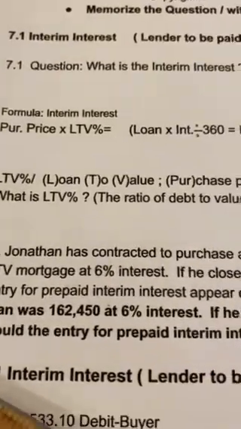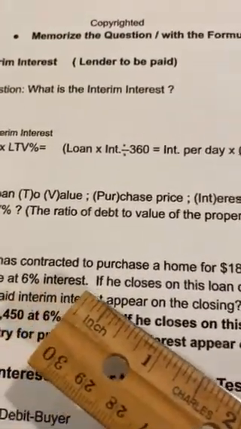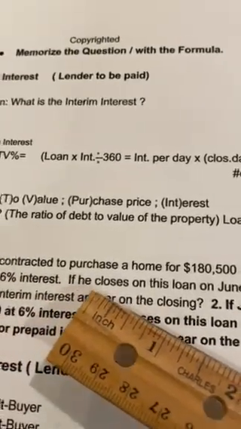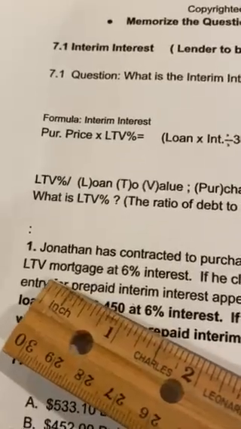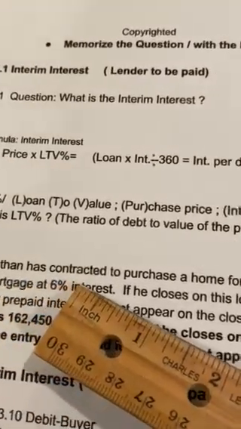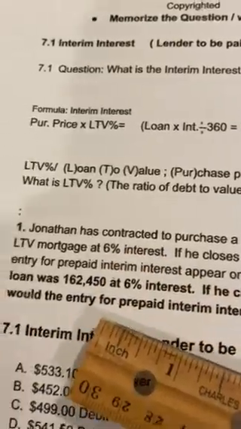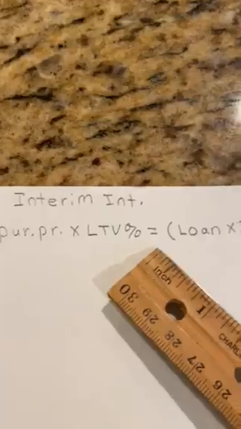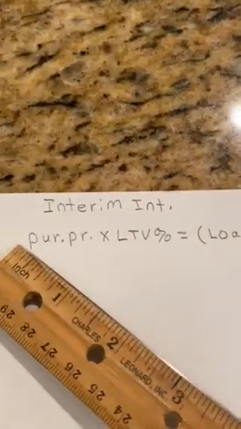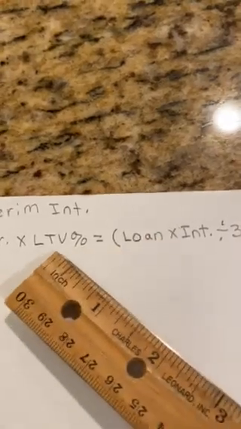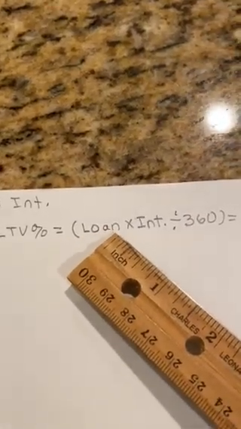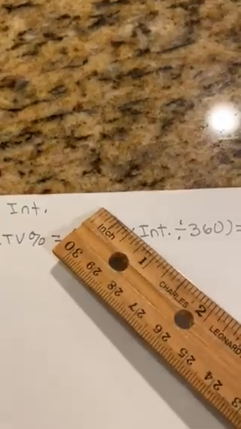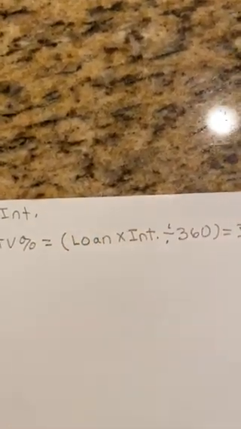Now, there's two types of problems that you'll have for interim interest. It could be that they give you the purchase price with the LTV without giving you the loan. And then there's another problem where they actually give you the loan. So that's why you do purchase price times LTV and kind of skip, because if they give you this part, you have your formula for that part. But you can't just start with it, they just give you the loan. You put it over the loan's head.